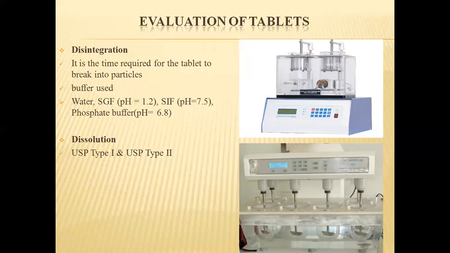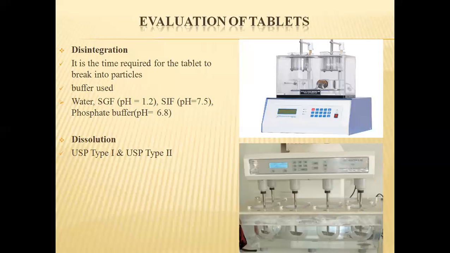The next one is dissolution testing. In dissolution testing, generally we use two different types of dissolution testing apparatus. Mainly, one is paddle type, another one is basket type. In the diagram over here, a paddle type dissolution apparatus is shown. USP type 2 is a paddle type apparatus and USP type 1 is a basket type apparatus.